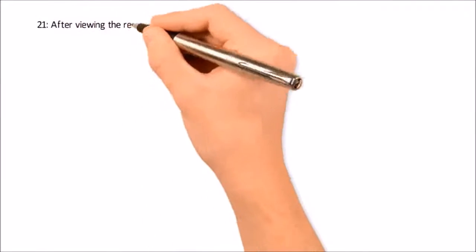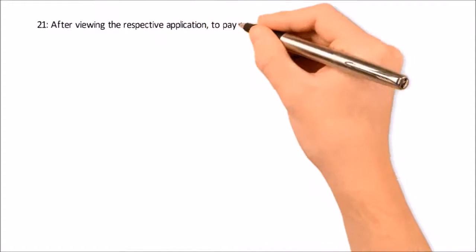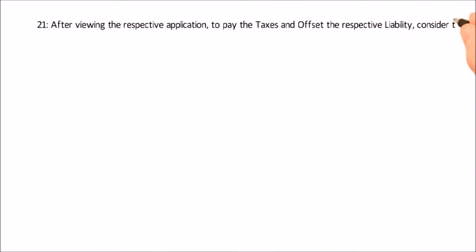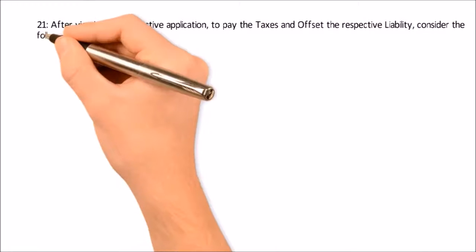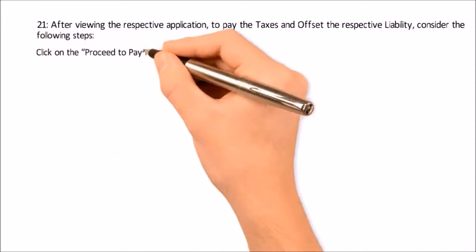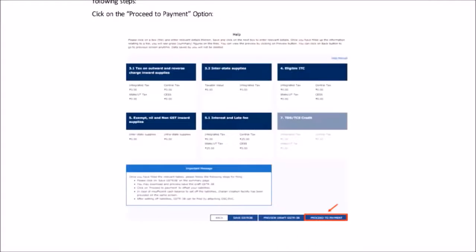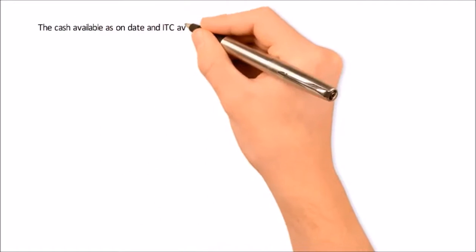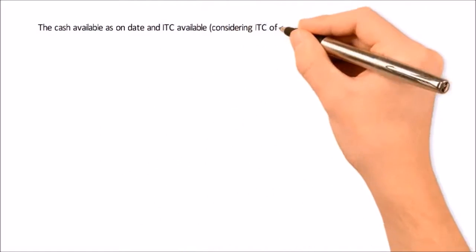21. After viewing the respective application, to pay the taxes and offset the respective liability, consider the following steps. Click on the Proceed to Payment option. The cash available as on date and ITC available, considering ITC of current tax period, will be displayed in the below given table.